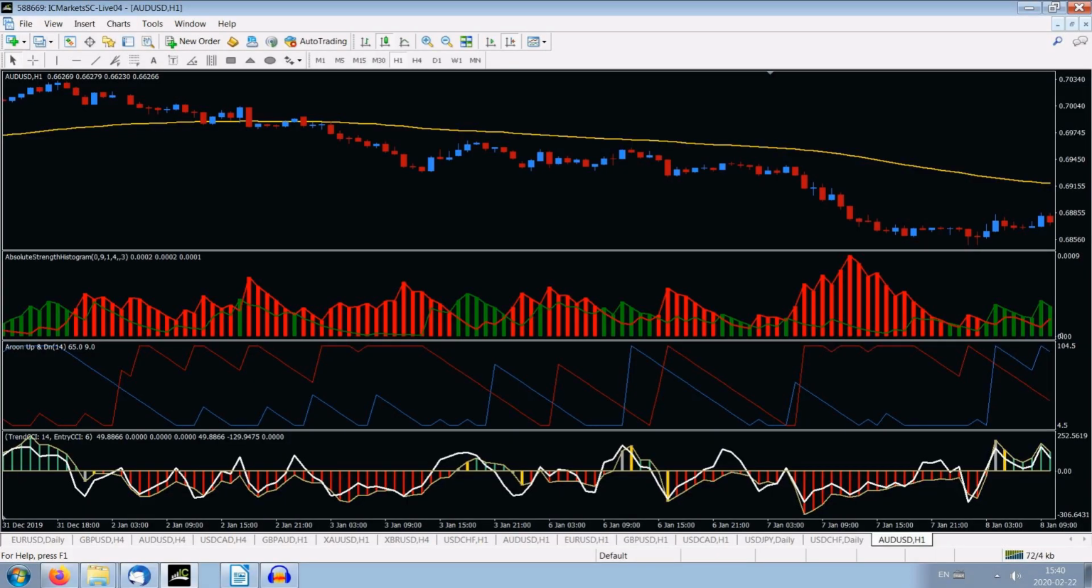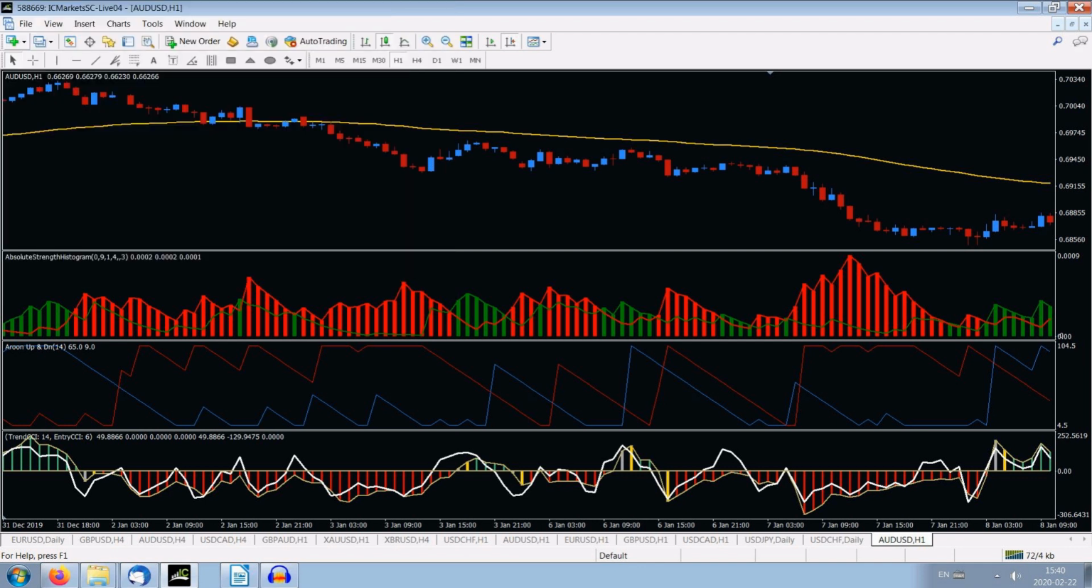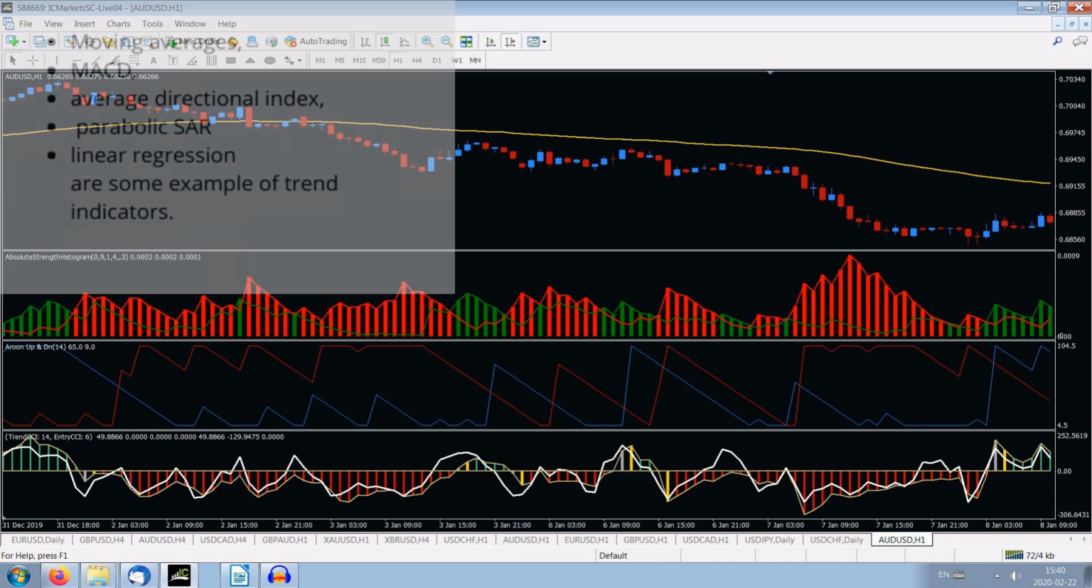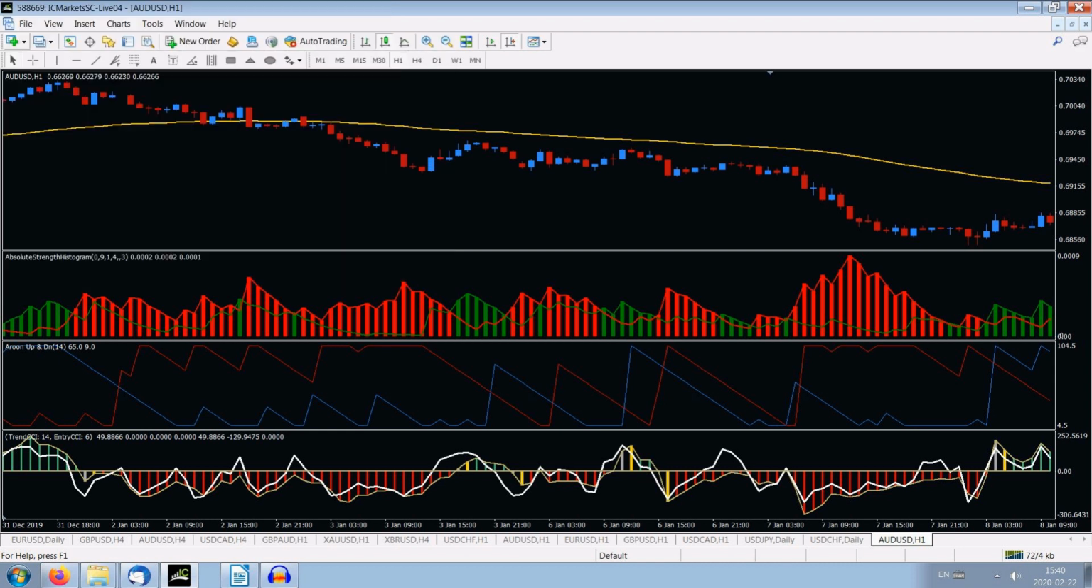So trend indicators are designed to show traders and investors the trend or direction of the pair that is trending at the moment. The trend of a pair can be either downwards, then we are talking about bearish trend when the bears take the market over, upwards, then we call it bullish trend, or sideways. No clear direction is defined in the sideways trend. So trend followers are an example of traders who use the indicators to analyze the market, which are those moving averages, MACD, average directional index called ADX, parabolic SAR, or linear regression are some of the examples of trend indicators.